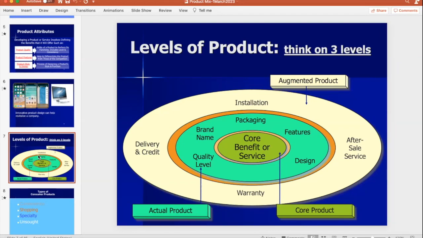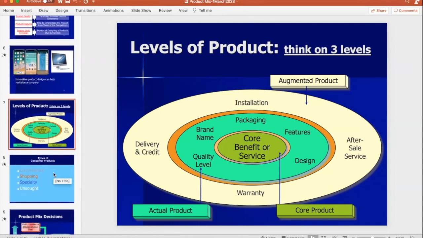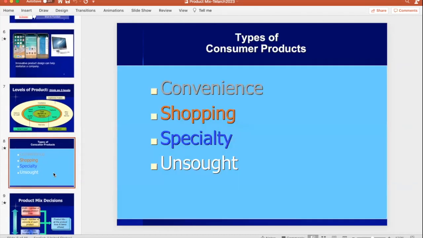And then the augmented product would be the accessories or the extra features, such as the services or the warranties or the instructions in order to buy this product. There could be also things associated to the financing and the delivery of this product that would become the augmented product. 4 groups of consumer products.